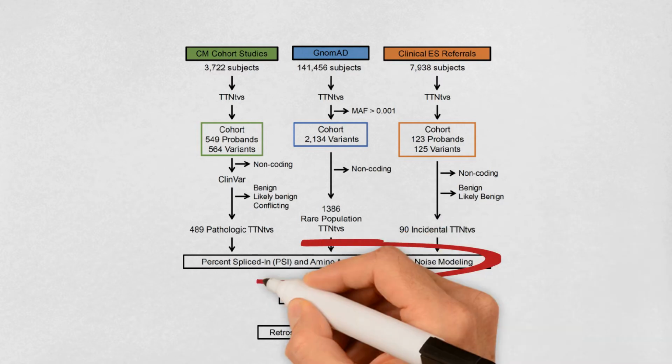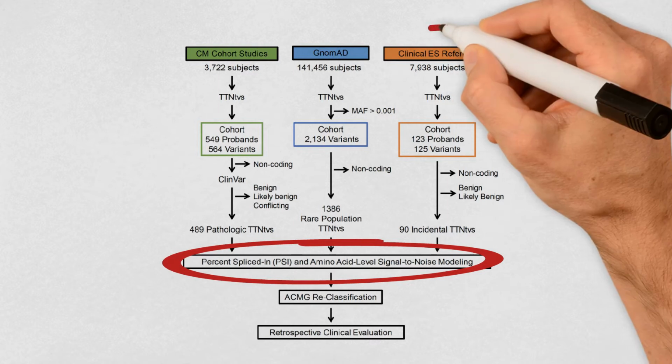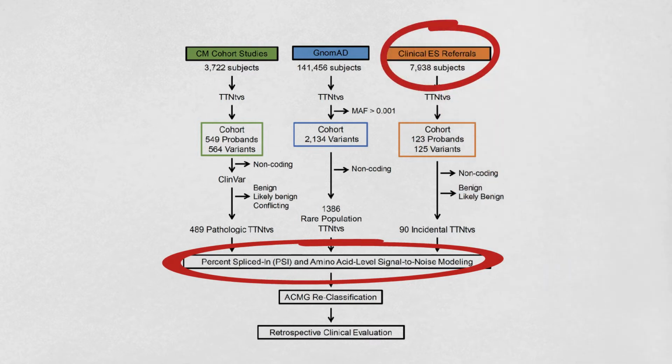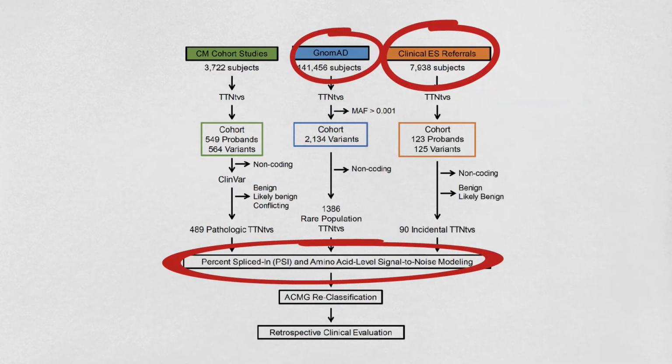compare truncating variants in 3 cohorts: a large referral base of clinical exome sequencing performed at Baylor Genetics, rare population variants defined as mean allele frequency less than 0.001 in gnomAD and prior published studies on Titin, and a subset of Titin truncating variant positive, unrelated proband children evaluated for cardiomyopathy.